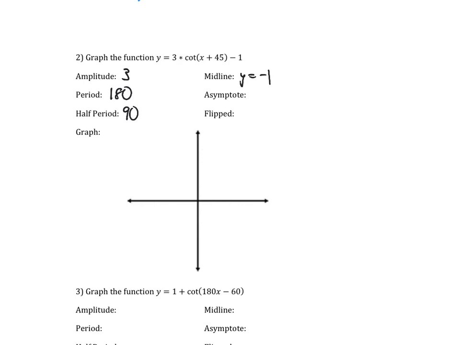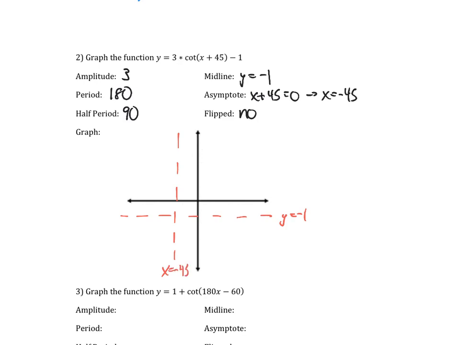The asymptote normally is at 0, so we say x plus 45 is equal to 0, which means x is equal to negative 45. And is it flipped? No. All right, so let's plot some things that I know. I know the midline's at negative 1. So let's create the midline at y equals negative 1. Make sure to label everything. I know I have an asymptote at negative 45. Vertical asymptote at x equals negative 45.